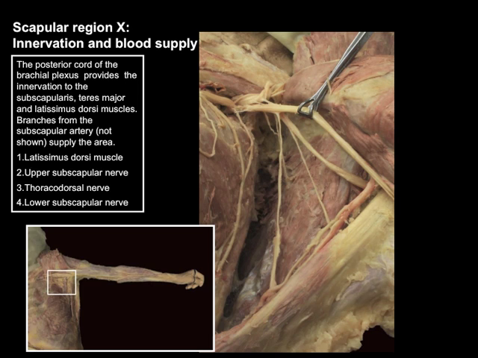At this time, however, to demonstrate the innervation of the scapular muscles when presenting the muscles to you, I am taking the liberty of again jumping ahead and showing you the innervation of these muscles, knowing full well that this may confuse you at this time. Please bear with me. The posterior cord of the brachial plexus provides the innervation to the subscapularis, teres major, and latissimus dorsi muscles. Branches of the subscapular artery, not shown, supply these areas.